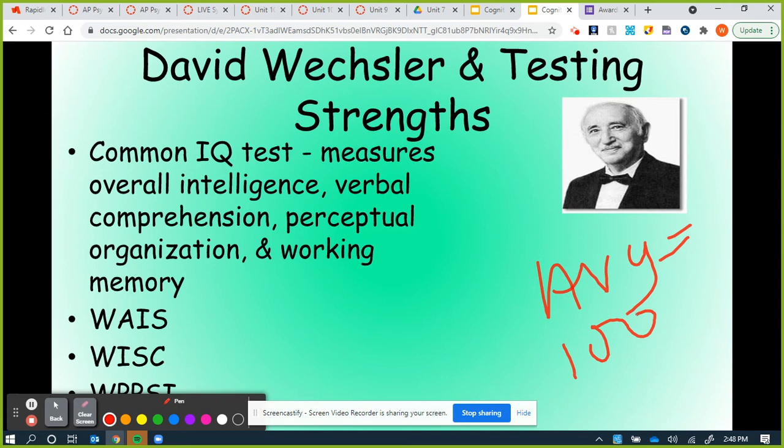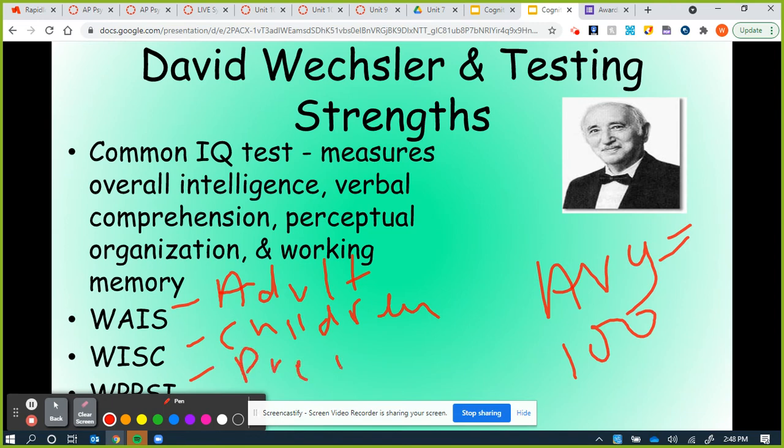The WAIS is the Wechsler Adult Intelligence Scale. The WISC is the Wechsler Intelligence Scale for Children. And the WPPSI is the Wechsler Preschool and Primary Scale of Intelligence. If you've ever had to be assessed for a learning disability or anything like that, you likely took the WPPSI or the WISC.